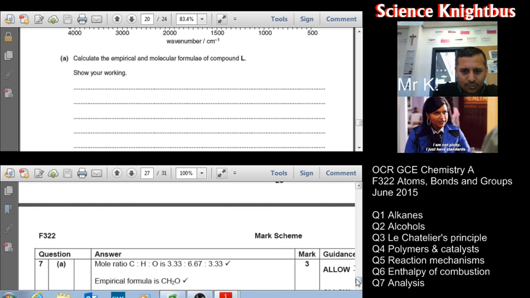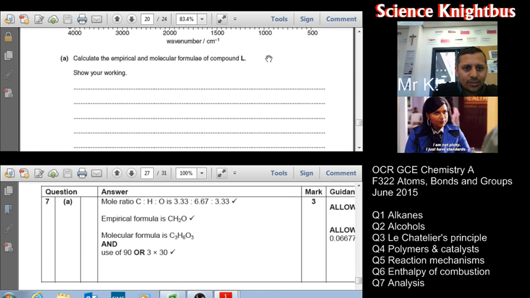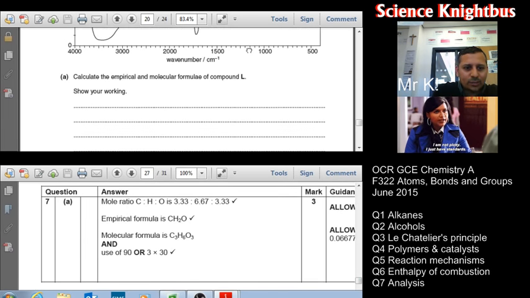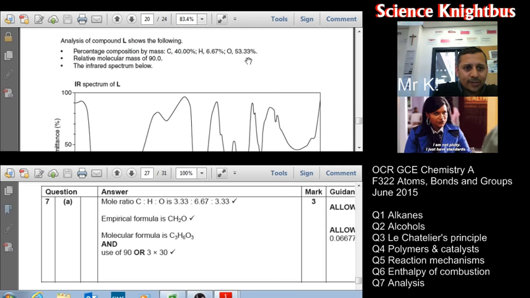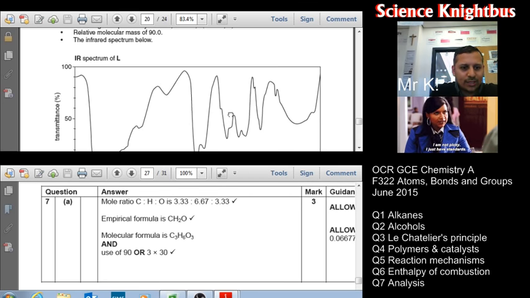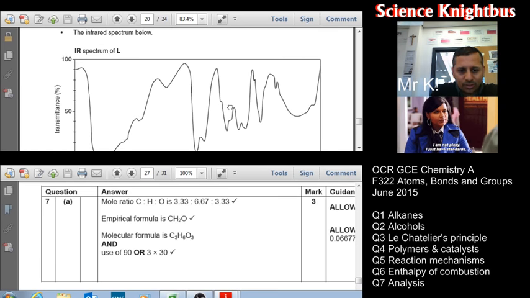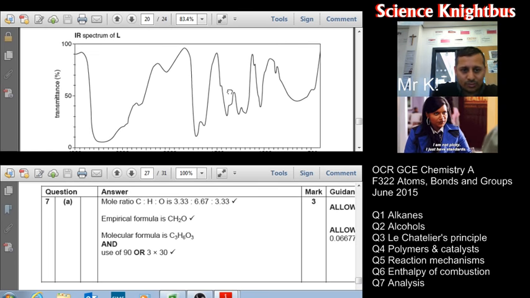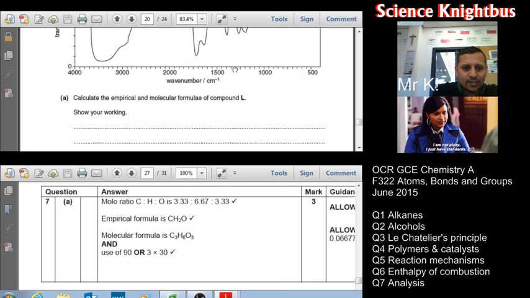Okay, so the empirical formula, all you need to do is work out what the molar ratios are. So divide by 12, divide by 1, divide by 16. So you should have 3.3, 6.67, 3.33. Make sure you don't lop off any of the figures. The empirical formula is CH2O, and then the molecular formula is something you just times by 3. That's absolutely fine.